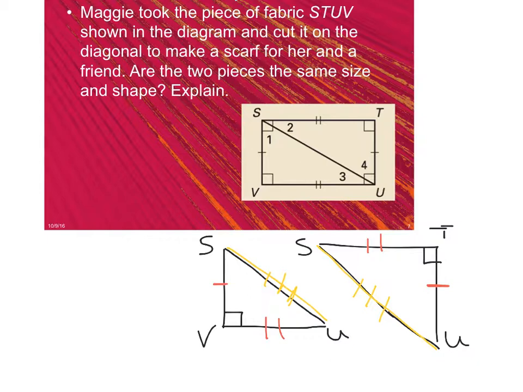Now I already can see that angle V is congruent to angle T. Everybody see that? Because they're both right angles here. I now just have to show that angle 1 is congruent to angle 4 here, and that angle U is congruent to angle S. How can I do that? Any ideas?